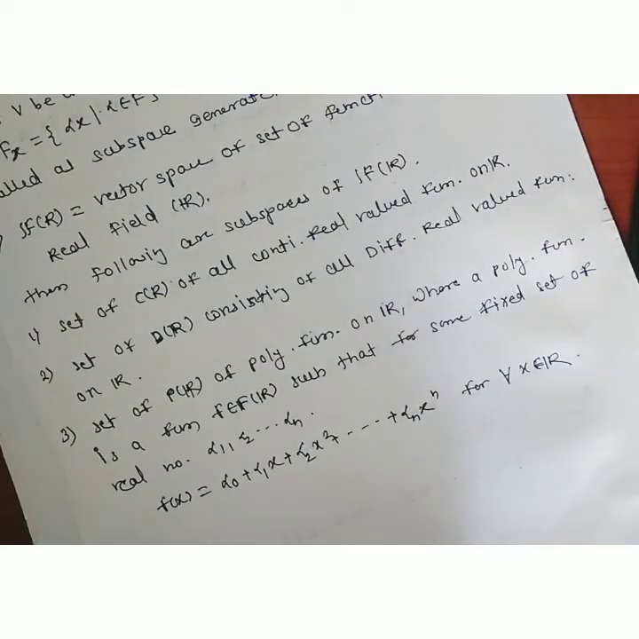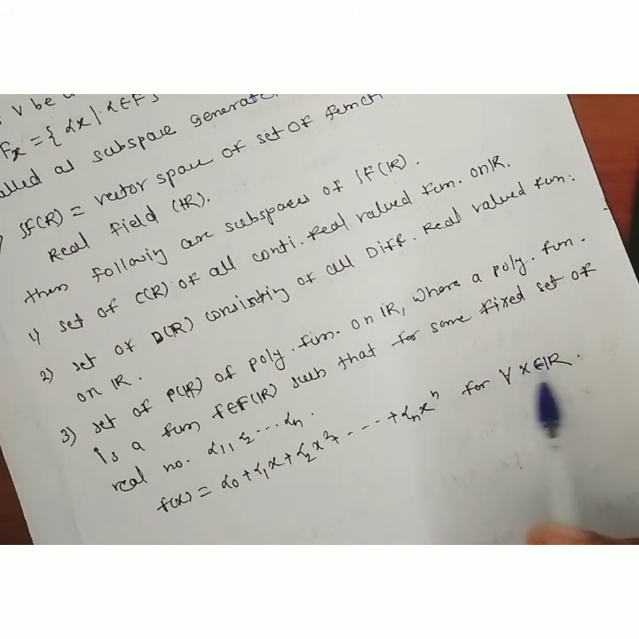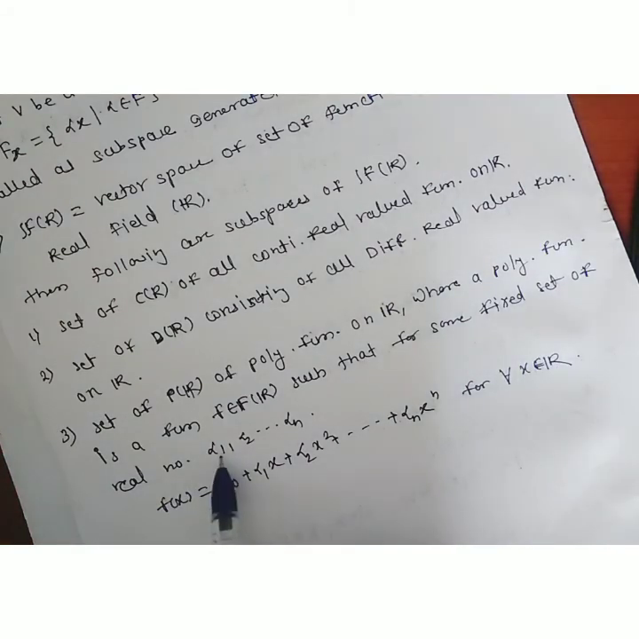P over R means the set of polynomial functions over R, and polynomials are denoted by f(x) equal to alpha 0 plus alpha 1 x plus alpha 2 x squared up to alpha n x raised to n for all x belonging to R, where x are real numbers. These alpha 0, alpha 1, alpha 2, up to alpha n are constants, fixed values from the set of real numbers.